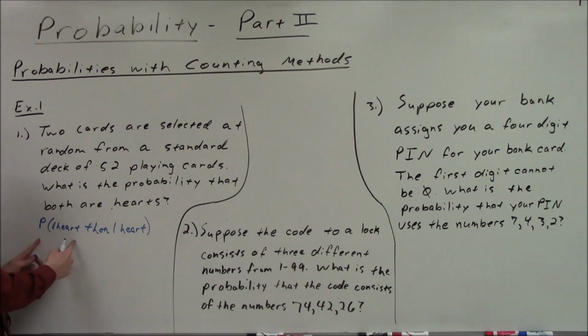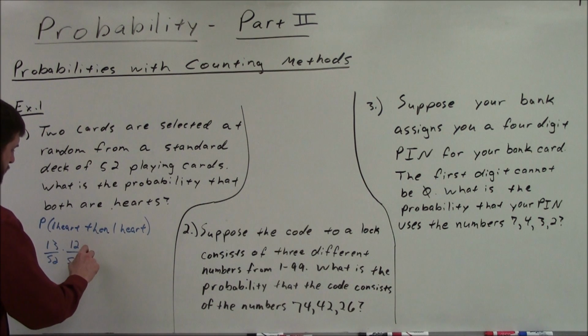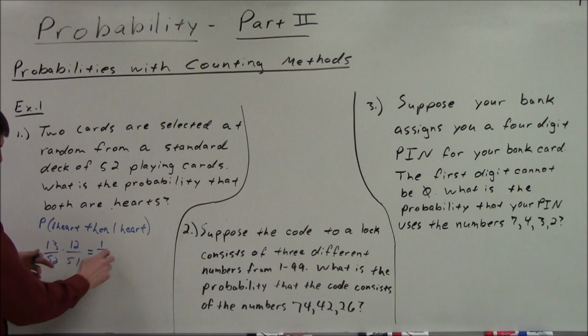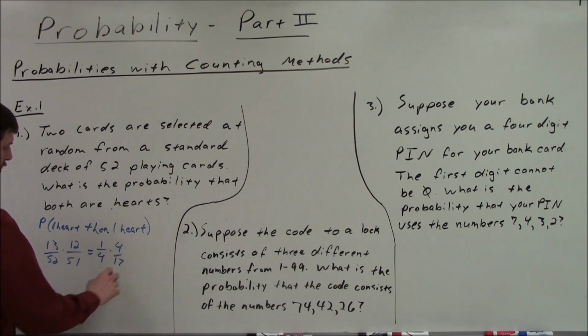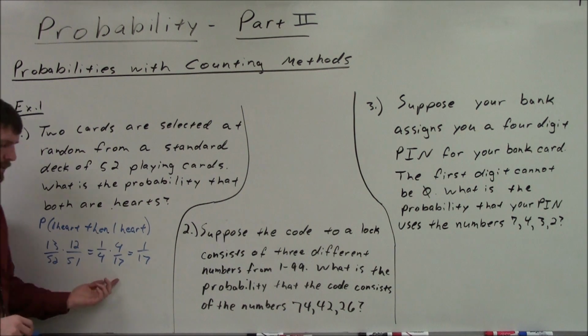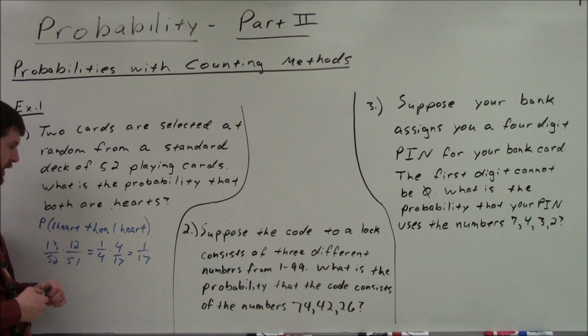Okay, so probability of 1 heart would be 13 out of 52, times the probability of a second heart is 12 out of 51, right? Probability of A times the probability of B given that A has already occurred. So we could do the math on that. That's 1/4. 12 over 51 is 4/17. So when you multiply them, you get 1 over 17. So we can treat it like a dependent event problem: probability of A times B given that A has occurred.